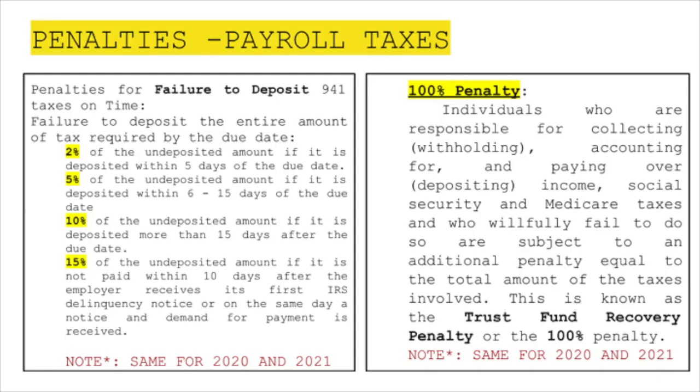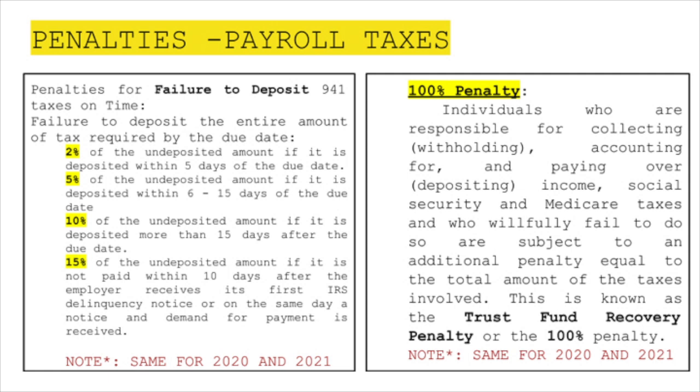Let's talk about penalties. There are different sets of rules for the penalties for failure to deposit and for failure to file the tax returns. First, we are looking at the penalties for failure to deposit the 941 taxes on time. 2% penalty of the undeposited amount if it is deposited within 5 days of the due date. 5% penalty of the undeposited amount if it is deposited within 6 to 15 days of the due date. 10% penalty of the undeposited amount if it is deposited more than 15 days after the due date.